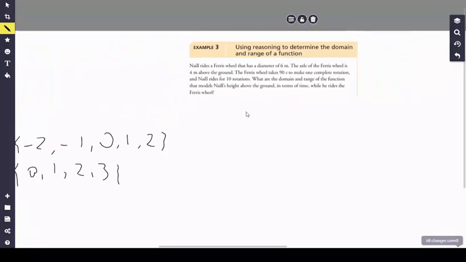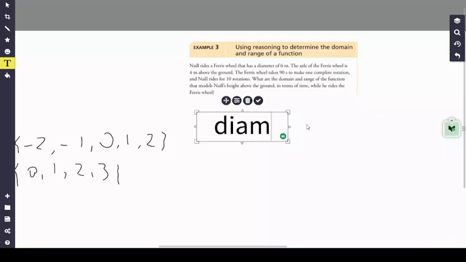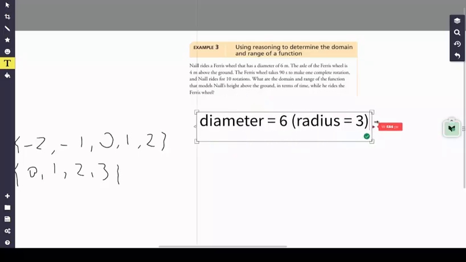Neil rides a Ferris wheel that has a diameter. Notice its diameter, so d equals 6. Since we're dealing with trig here, let's do a text box. So diameter d equals 6. Radius is equal to 3. The axle of the Ferris wheel is 4 meters above the ground.